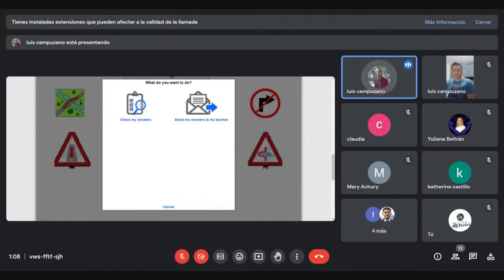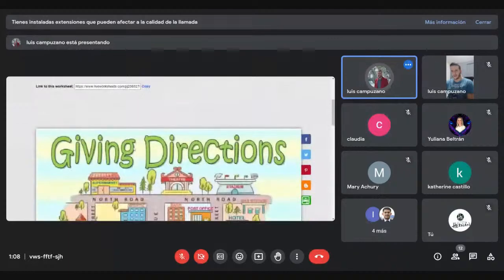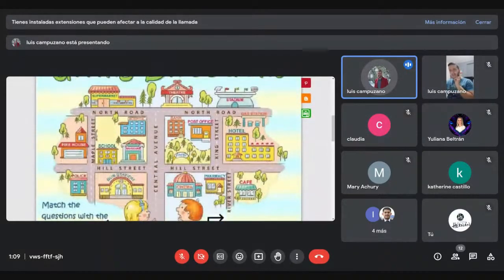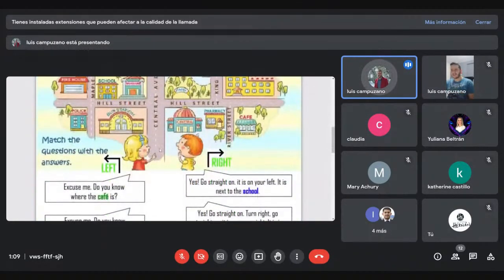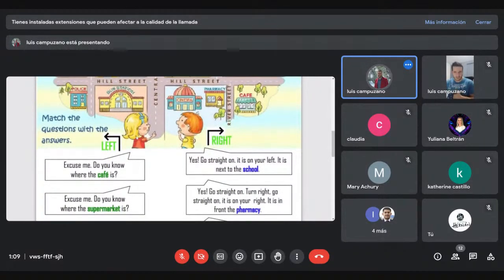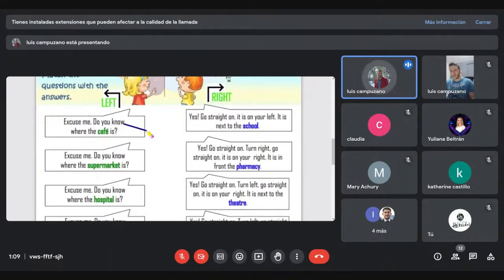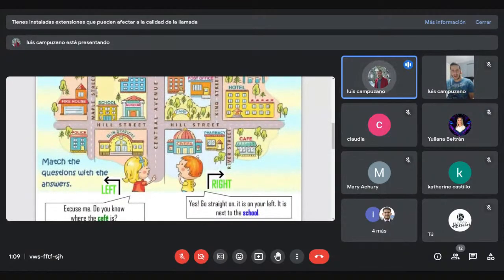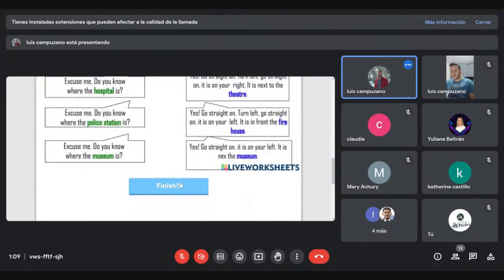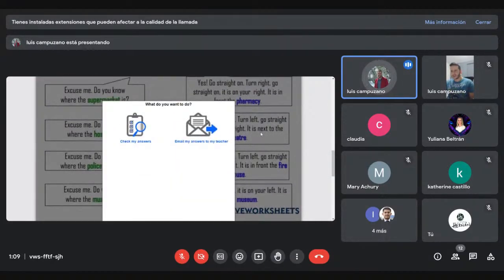The second exercise we're going to do is this one here. And here we have a map. And we have a girl and a boy, and they are having a conversation. So the girl is asking for directions, and the boy is giving the girl directions. You have to match the question direction with the correct answer according to the map. Same there, you go finish and then check my answers.